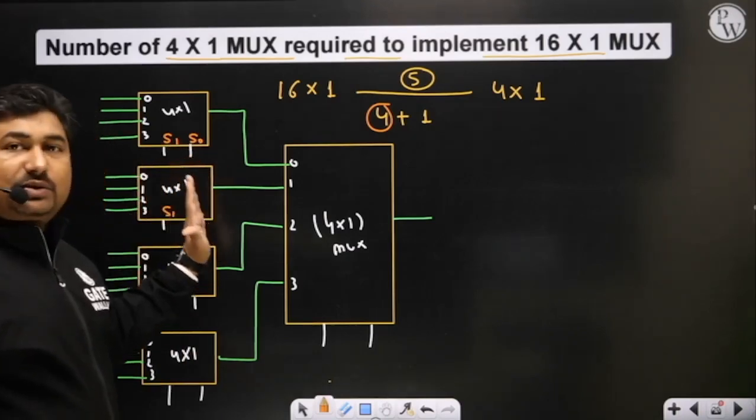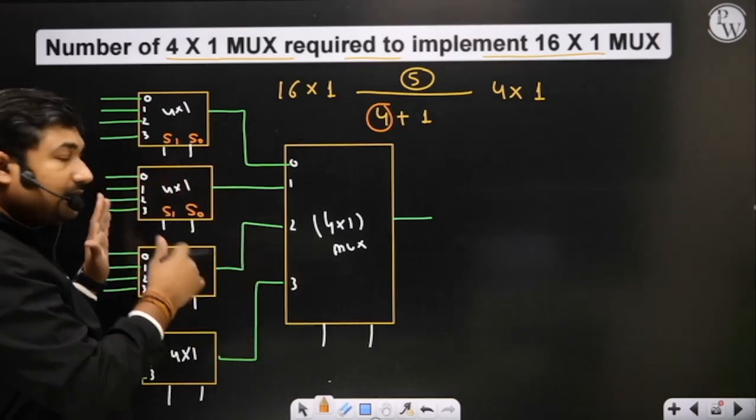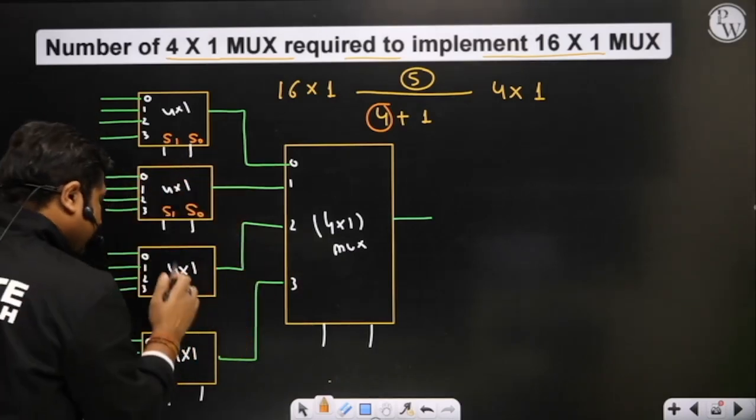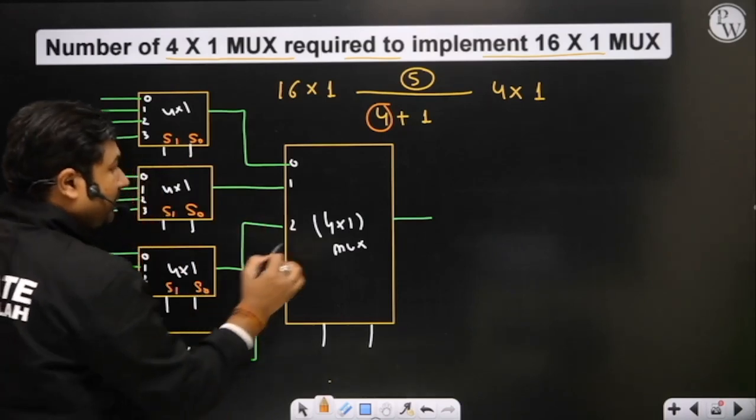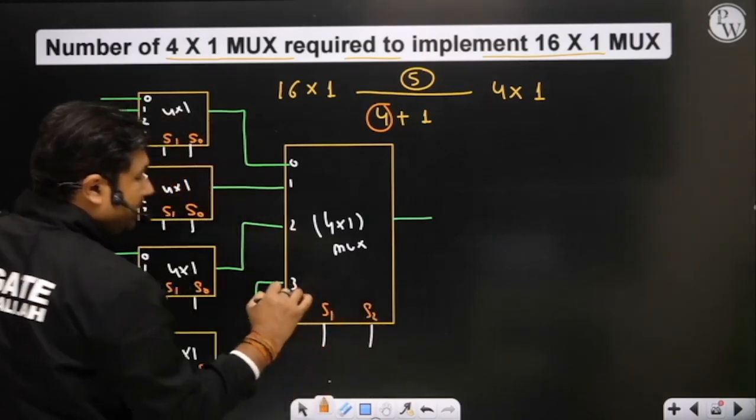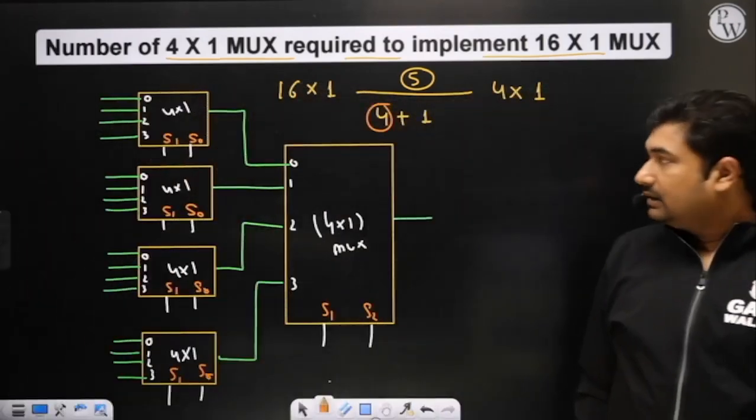Within one multiplexer, always go LSB to MSB, right to left. Is it okay? Yes, sir. LSB to MSB in this way. Then this will become S2 and S1. Hoping you are able to understand how to mark the select lines.